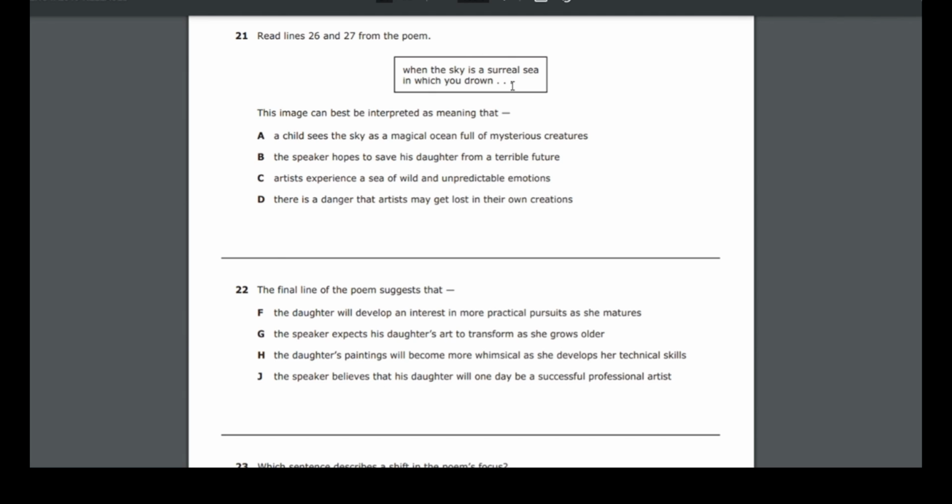So drowning makes you feel how? Like when you drown, what's going on? There's nothing magical, so we'll cross that out. There's no hope in drowning. Cross that out. It's not emotional, so cross that out. But there is a danger that you get lost. And so drowning is dangerous. But they really need to make sure that they define the word surreal, so that way they can better understand the sentence.